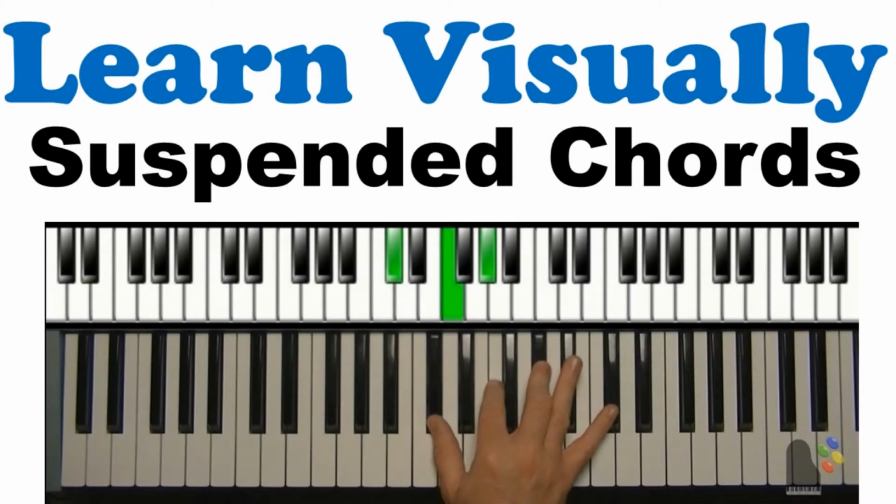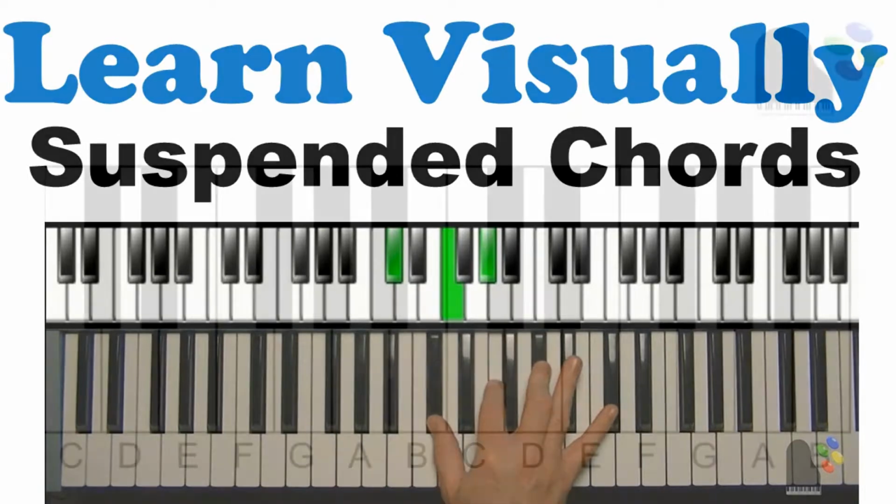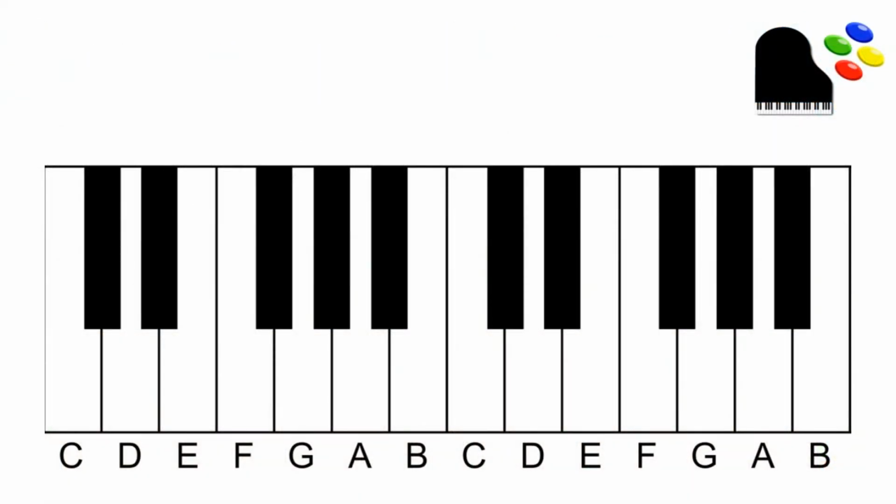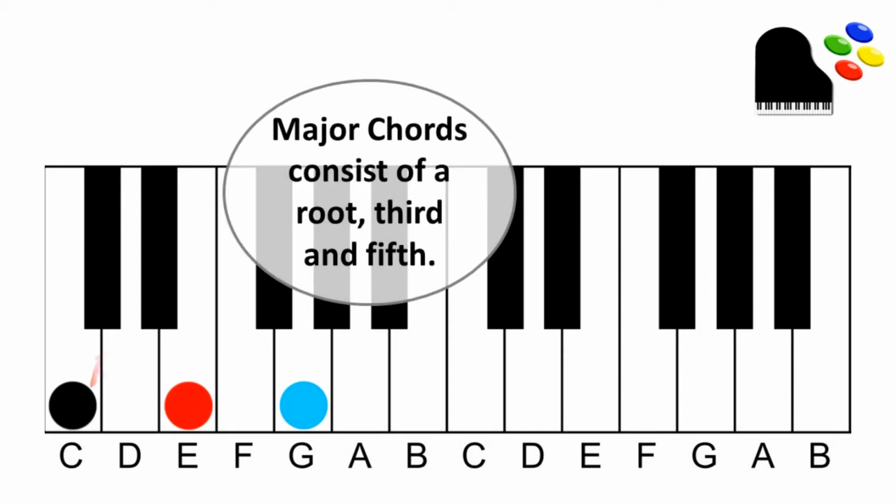Okay, let's visually learn some suspended chords. To start off with, our major chords are going to be our starting point for learning our suspended chords, okay? And as you know, a major chord consists of a root, a third, and a fifth. What we're actually going to be doing is suspending the third and playing another note or a couple of other notes, because we have a couple of different types of suspended chords.